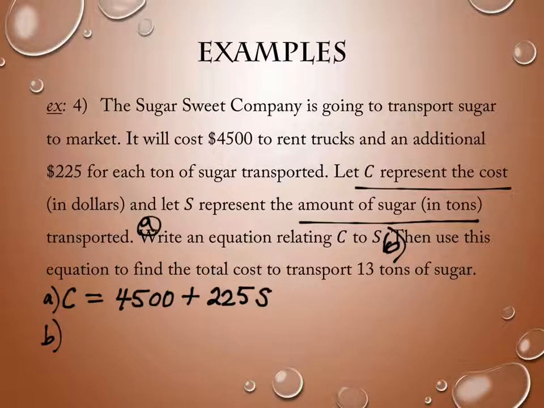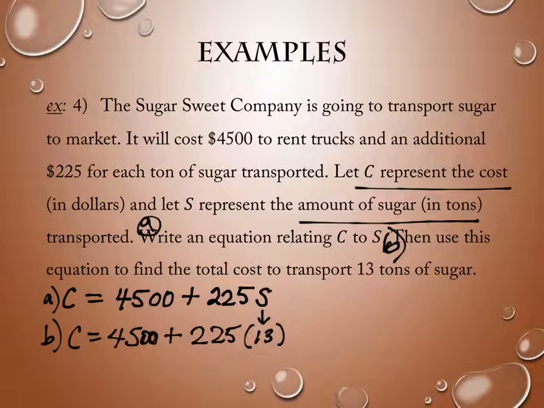Yeah, I would actually use the S in my equation to represent the number 13 now. So my cost would equal the 4,500. Whoops, I left my 5 out. Plus the 225 times the 13. The 13 is how many tons of sugar we have. So if you multiply 225 times 13 and add the 4,500, what do you get?